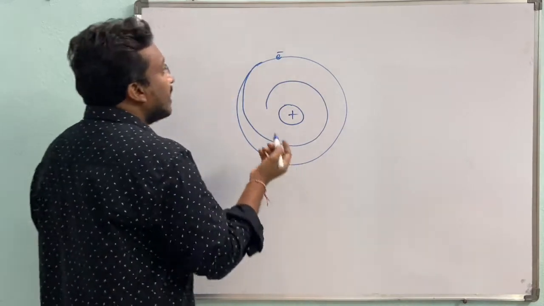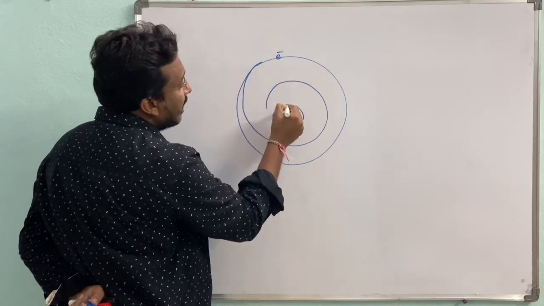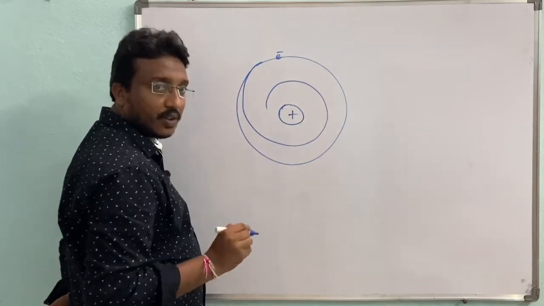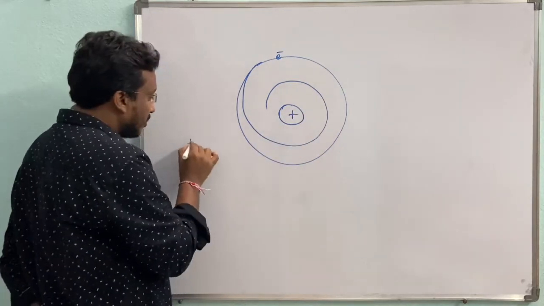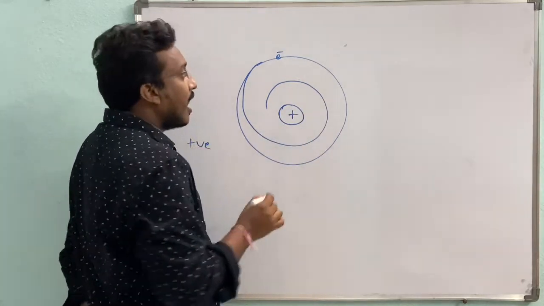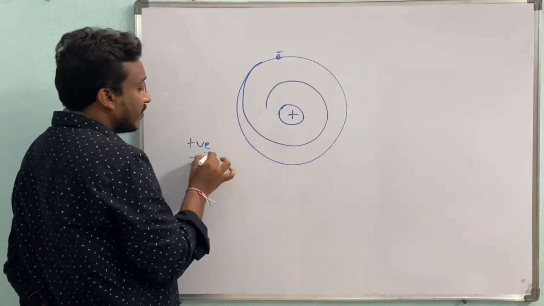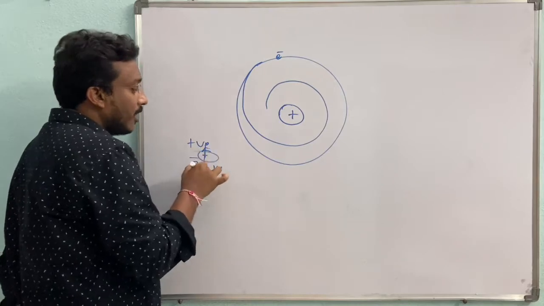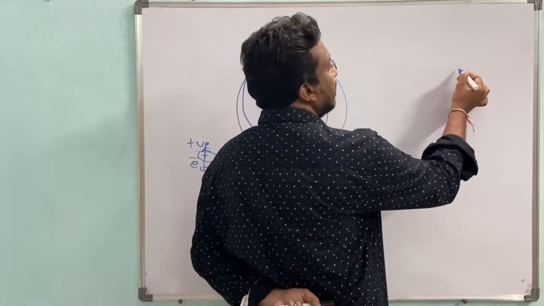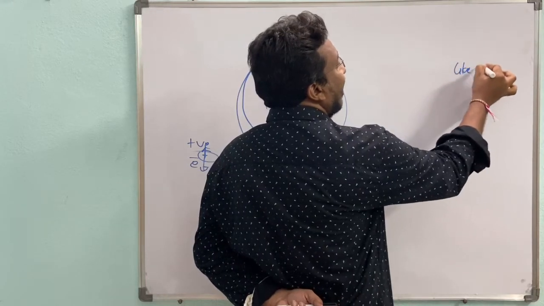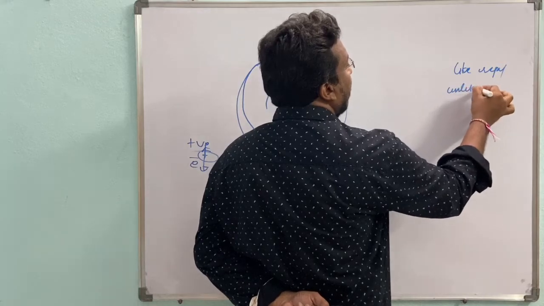If it loses its energy, then we know that the electrons are attracted by the nucleus. Why, sir? Because the nucleus is positively charged and the electrons are negatively charged. There is a force of attraction between unlike charges. We know that like charges repel, and unlike charges attract.